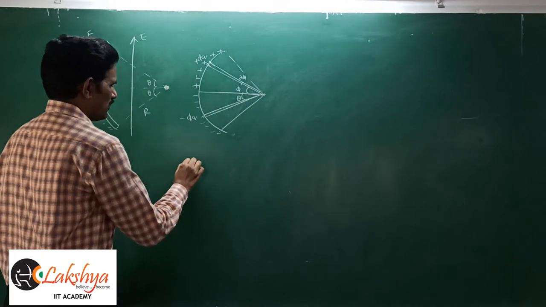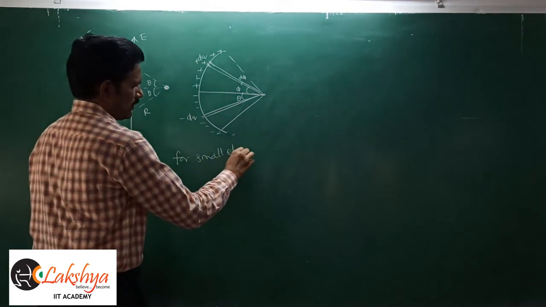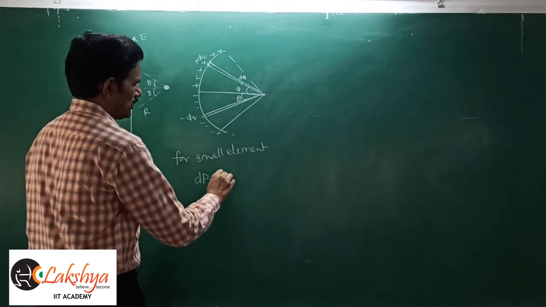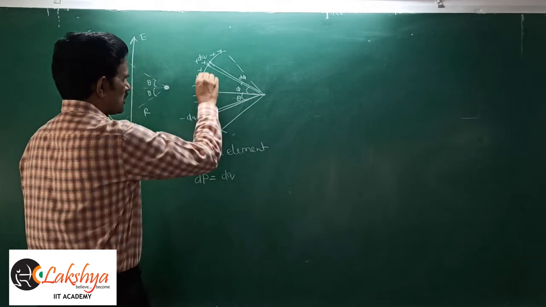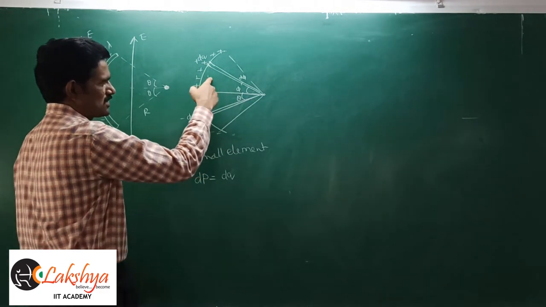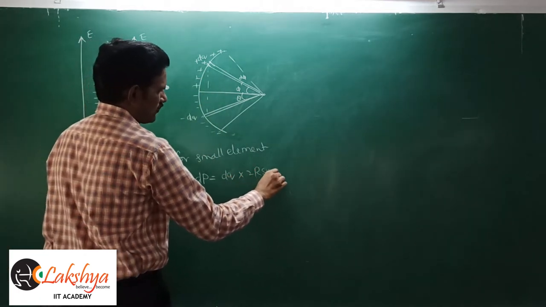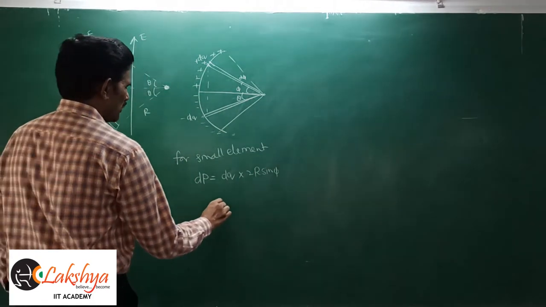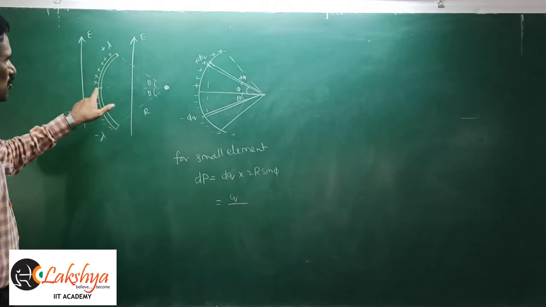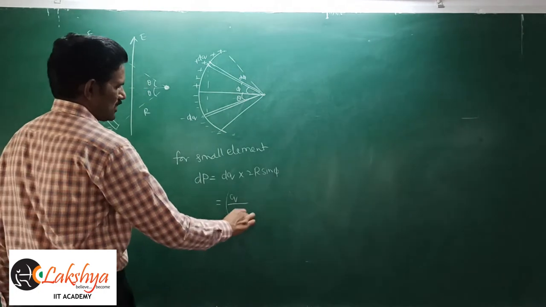Now for this small element we can write the dipole moment dp is equal to dq into the distance between them. By using this triangle we can write this as r sin phi and this is also r sin phi, so I can write this as 2r sin phi. Now the dq value we can write as q by the length of the arm, that is r theta. This is the charge per unit length.